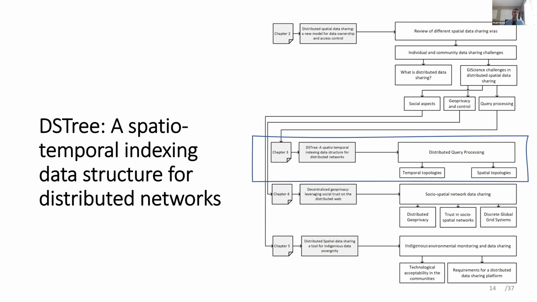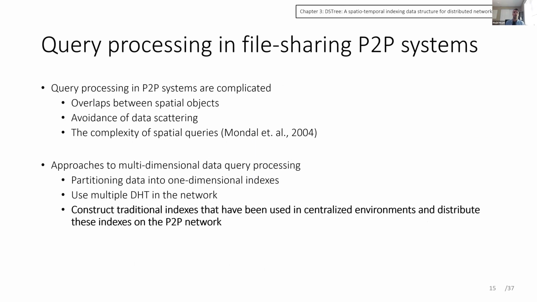For the query processing part, I propose DS3, which is a kind of distributed spatio-temporal tree. As an infrastructure of a distributed system, we have peer-to-peer networks, and query processing on peer-to-peer networks is complicated. For spatial temporal data, we can have overlap between spatial objects. We don't want to scatter spatial data, and we have the complexity of the queries themselves.